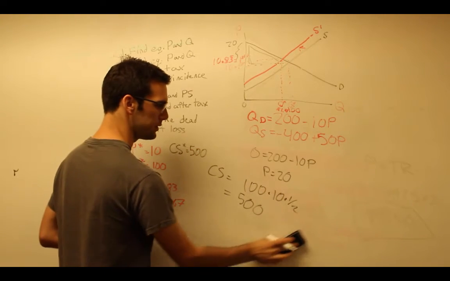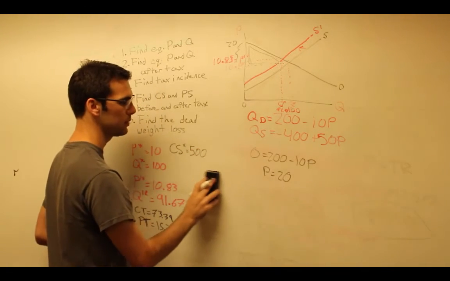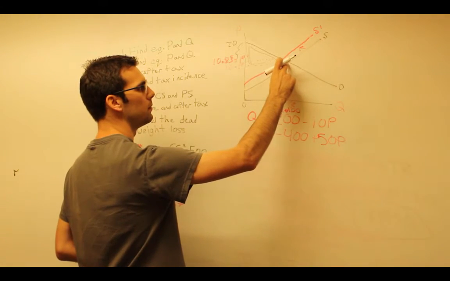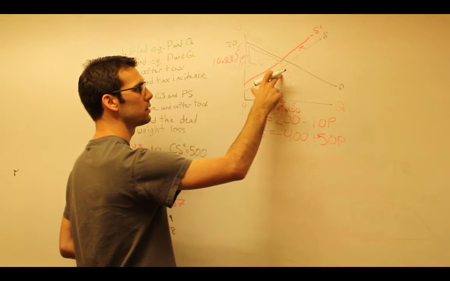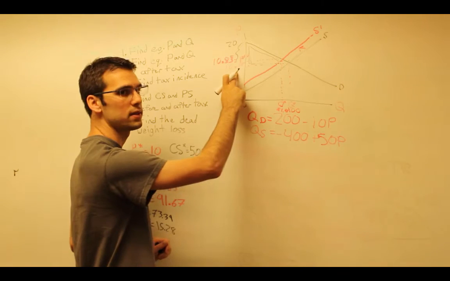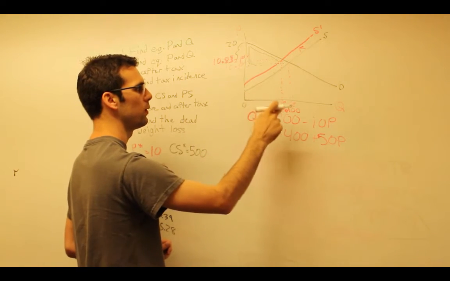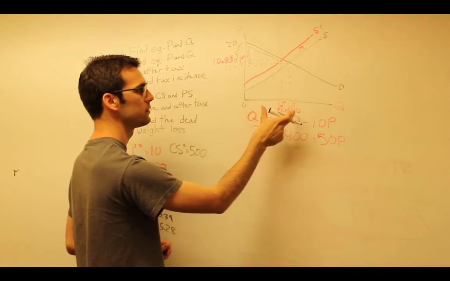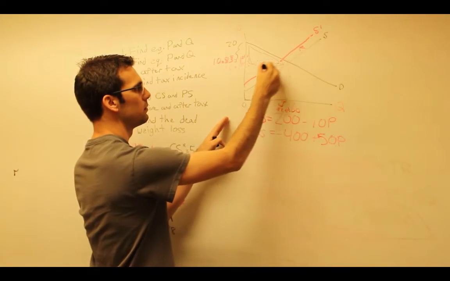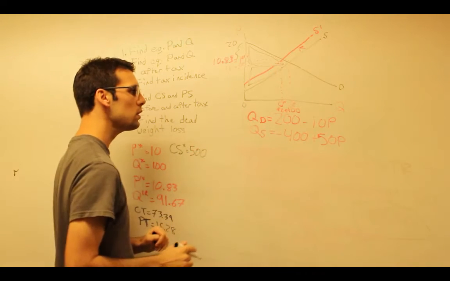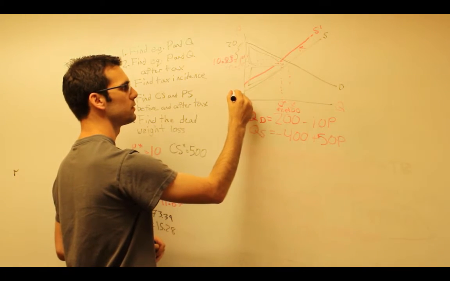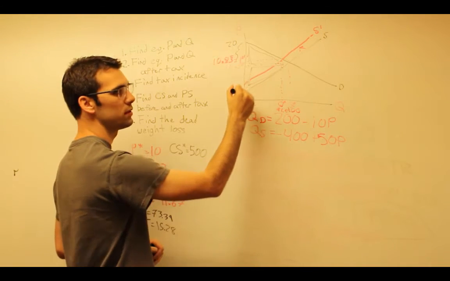Okay, now it's the same process for finding the producer surplus, except that we're looking for the area above the supply curve and below the price line. So we already know the price line is at 10. We already know it's going to be the quantity of 100 for determining the area of this bottom triangle. And so now we just need to find what this point is in order to find the height.